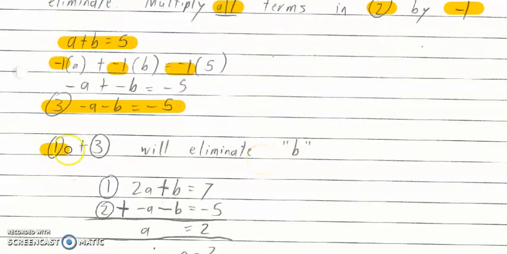So if I add together 1 and 3, it's going to eliminate b.